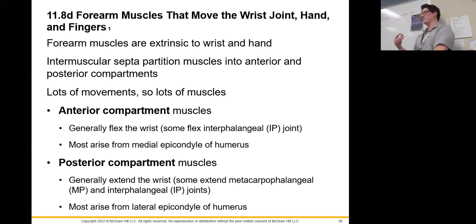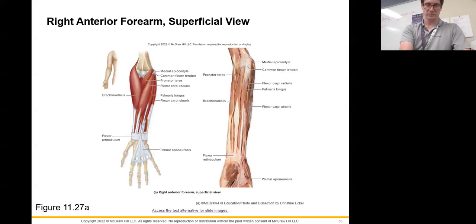So if we're looking for a muscle that says flexor in its name or something like that, we know that we're going to be looking on the anterior surface of the arm. If it says extensor, it's going to be found on the posterior side of the arm. Okay, so we're looking right here. We have brachioradialis. We have palmaris longus pointing towards the palm. We know that our palm is on the anterior side.